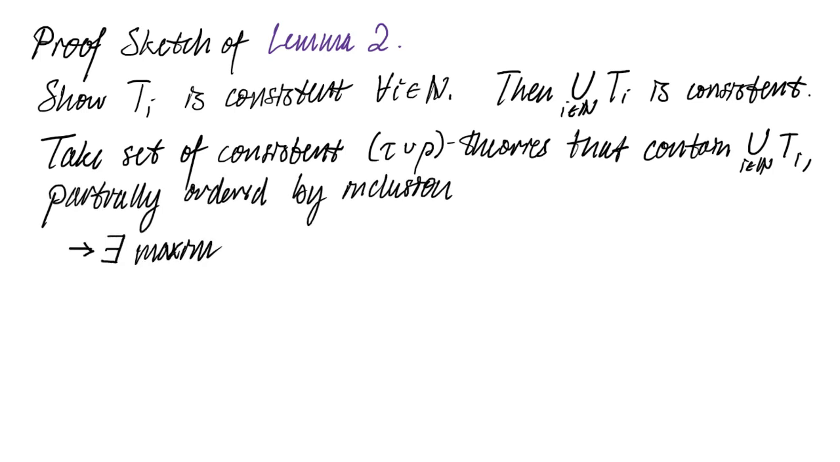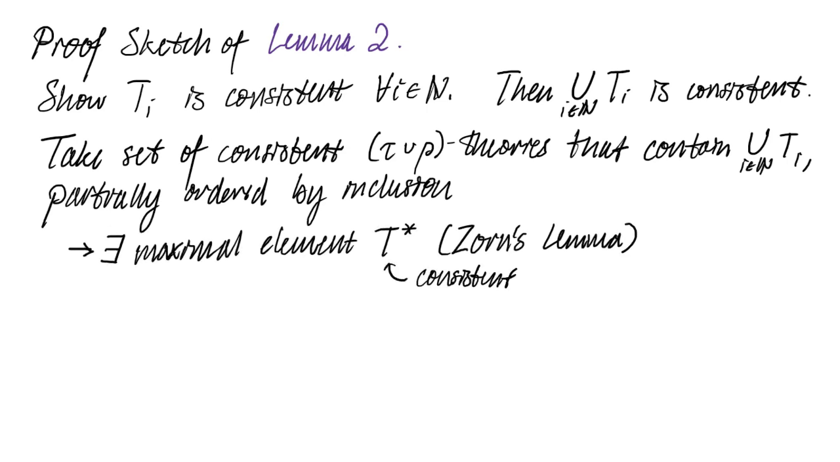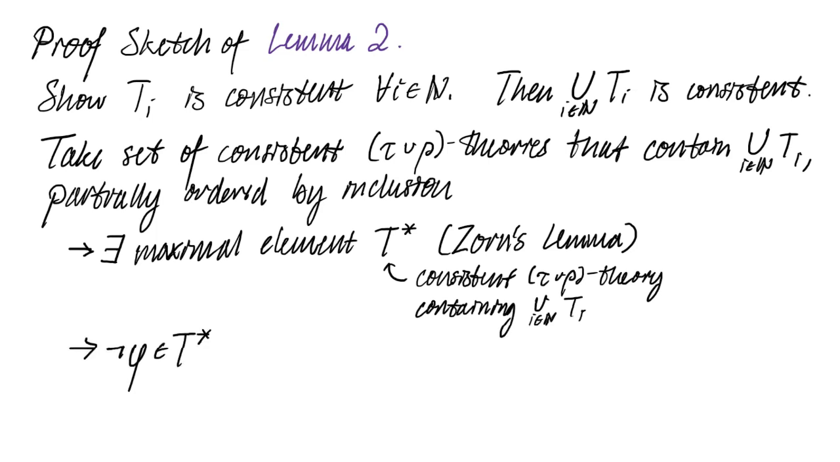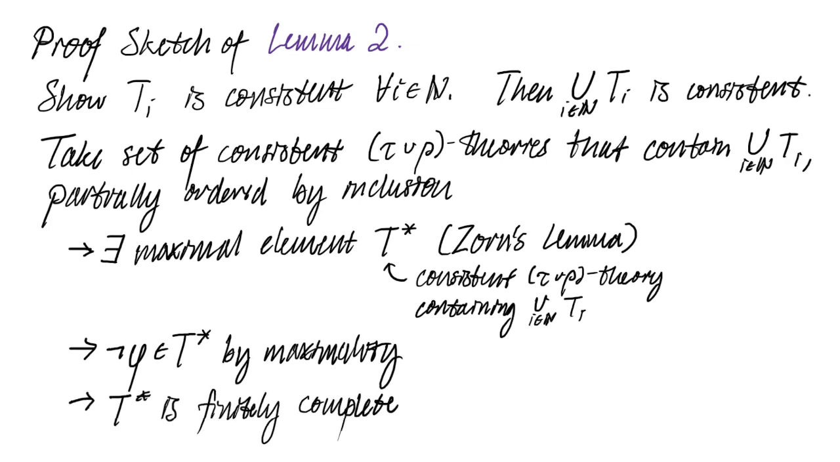By Zorn's lemma, there must be some maximal element; we call this T star, and this is our maximal consistent tau union rho theory containing the union of all T I. By maximality, we can show that not phi is in T star for any tau union rho sentence phi. Thus, T star is finitely complete.